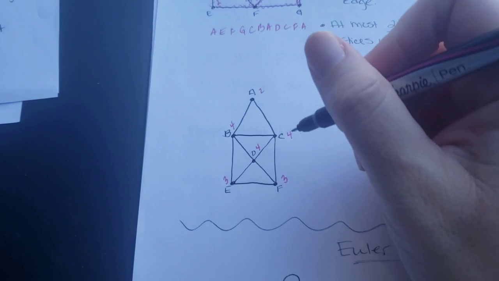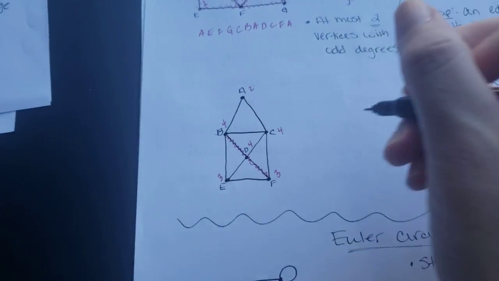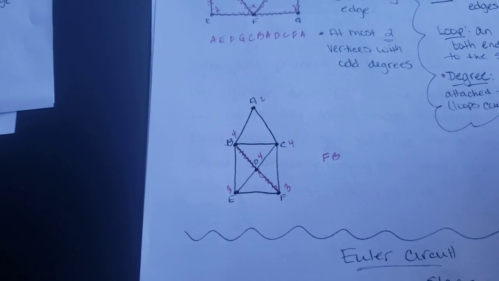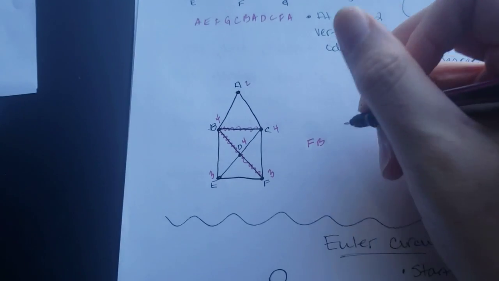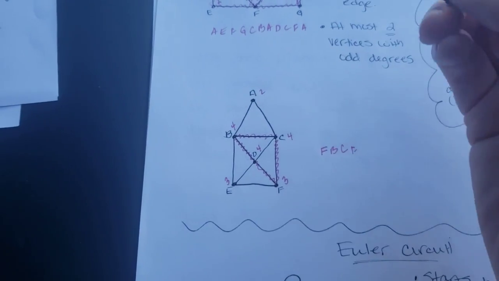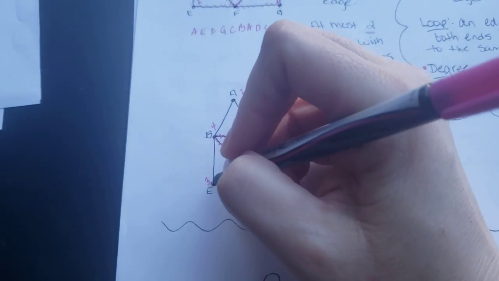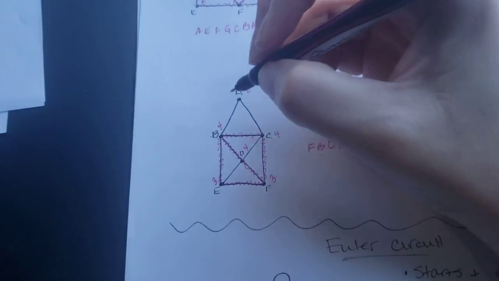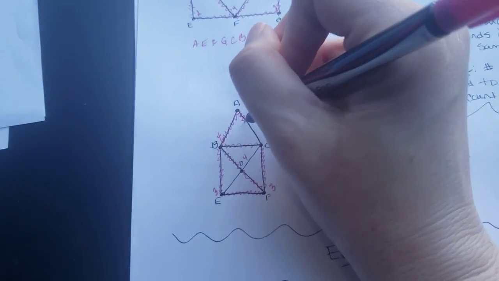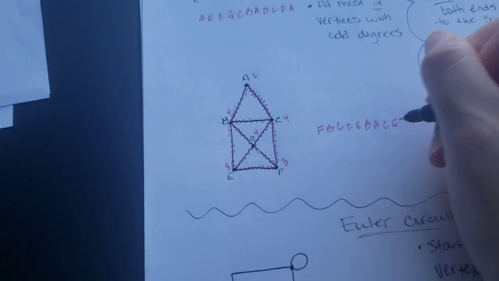Okay, so if I go from F to B, and then I go B to C, and then I go C to F, and then I go F to E, and I go from E back up here to B, and then B to A to C, and C to E. Now that one was tough.